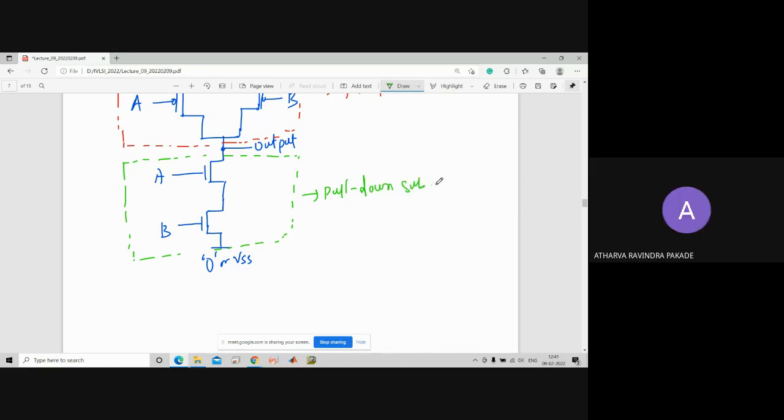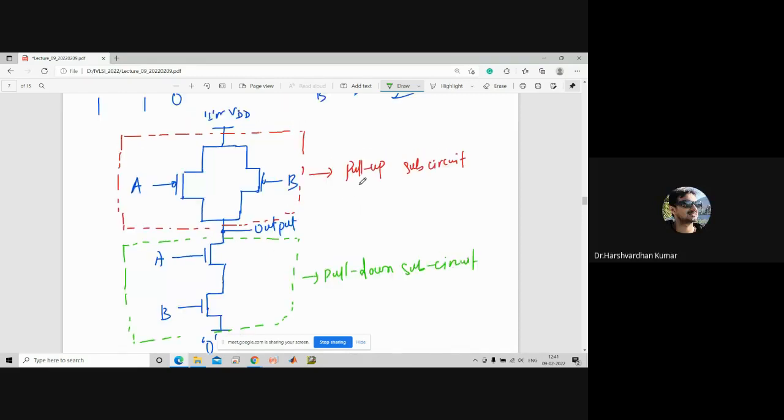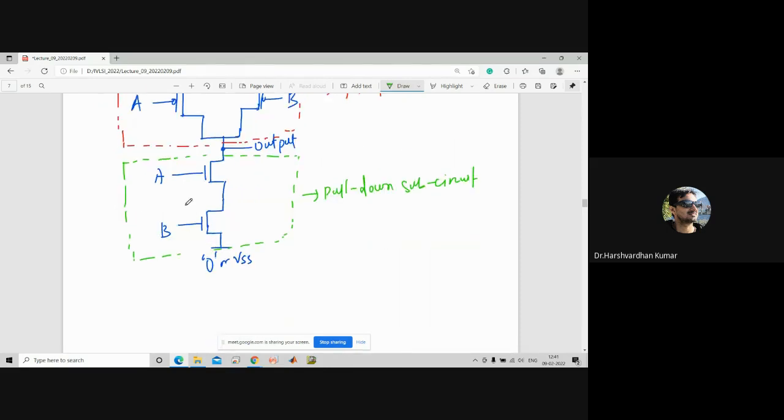Yes, sir. What about 3 inputs? How many transistors are required to design the 3-input pull down sub circuit? It will be 3, right? Okay. So you have to take care of the configurations: to design the pull up sub circuit, we need to choose the PMOS. This is PMOS, and if you see the circuit, this is NMOS.